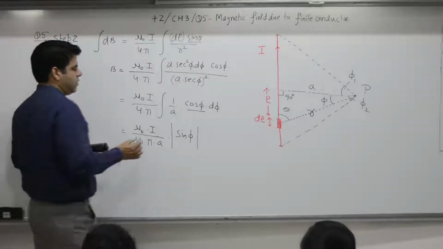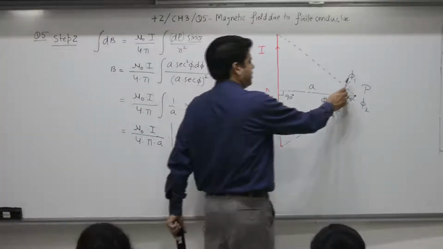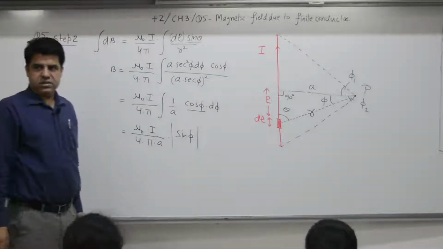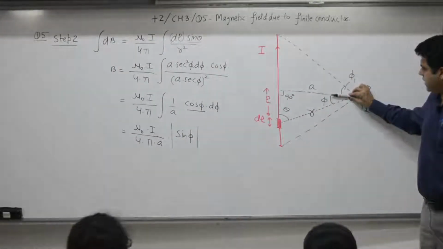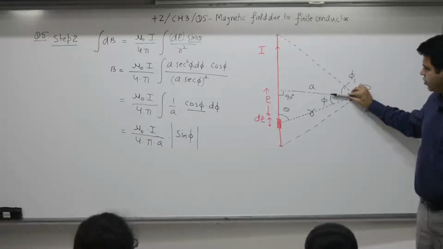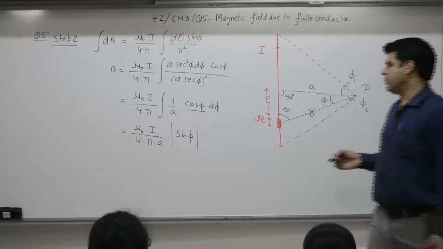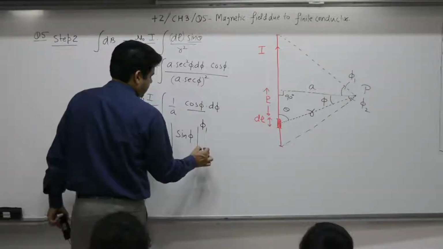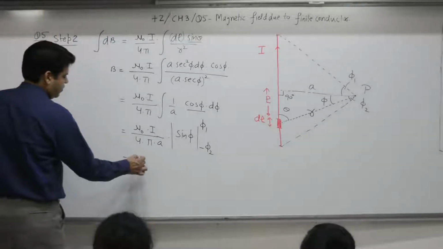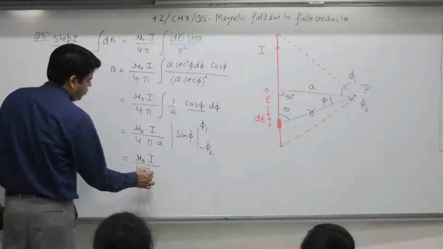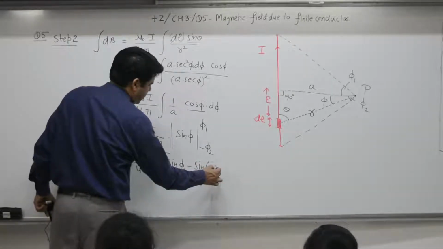Now, in this case, if you write one of the angles as phi 1, the other angle you need to write with a minus. Why? If you define the angle above to be positive, then the angle below the x-axis has to be negative. One angle above is phi 1, the other angle is phi 2. If you mark phi 1 as plus, phi 2 has to be marked minus, otherwise it is a mistake. So what you get is mu naught I over 4 pi A, sine of phi 1 minus sine of minus phi 2.